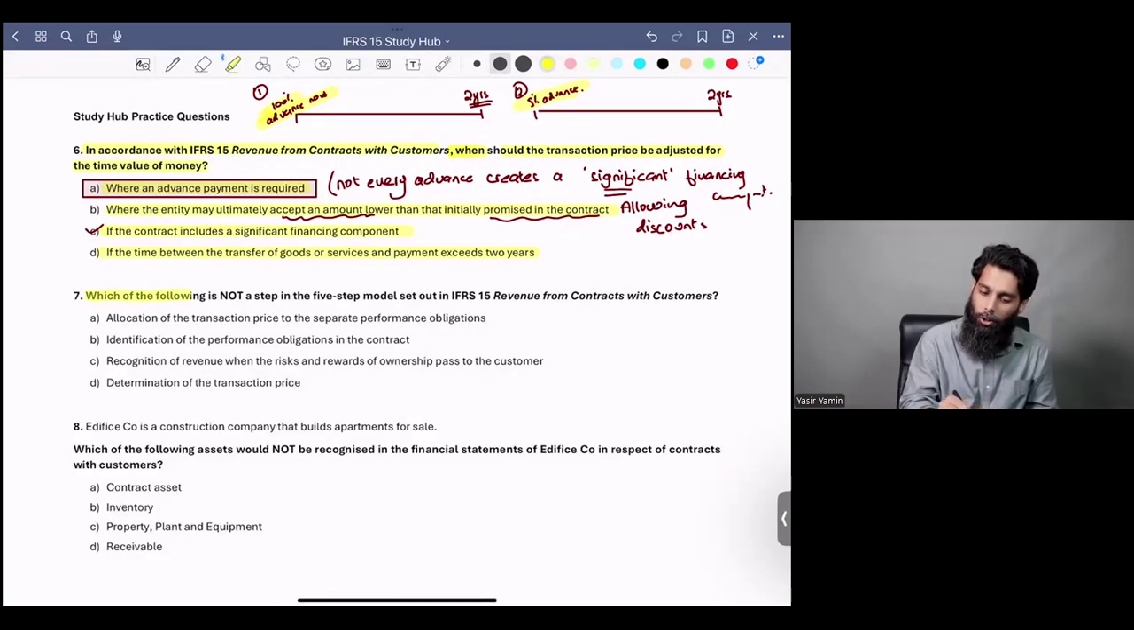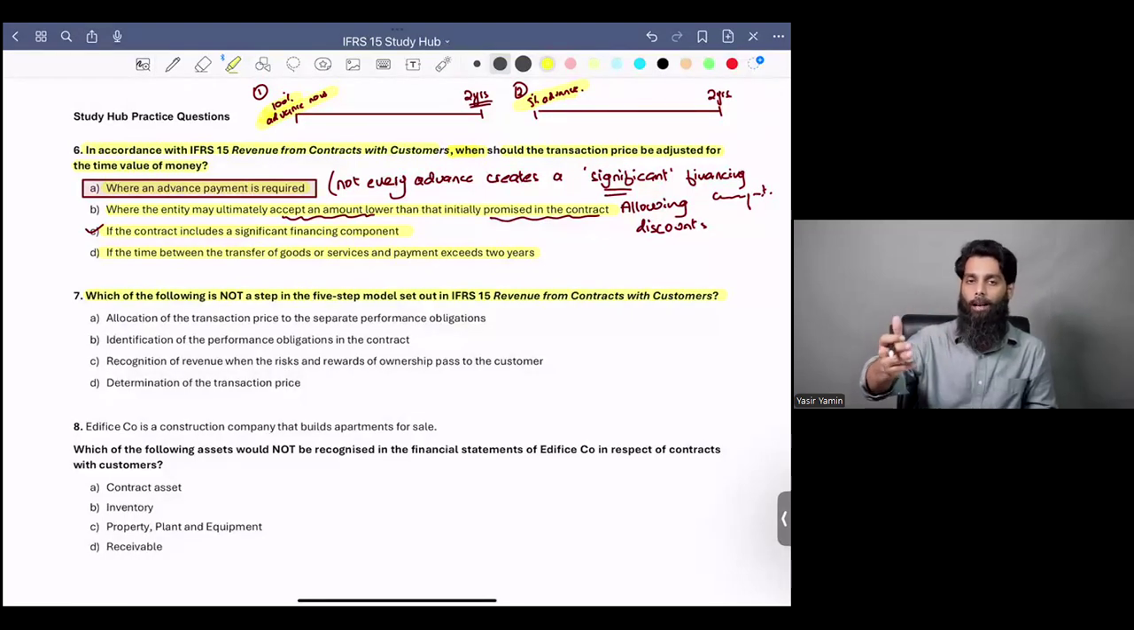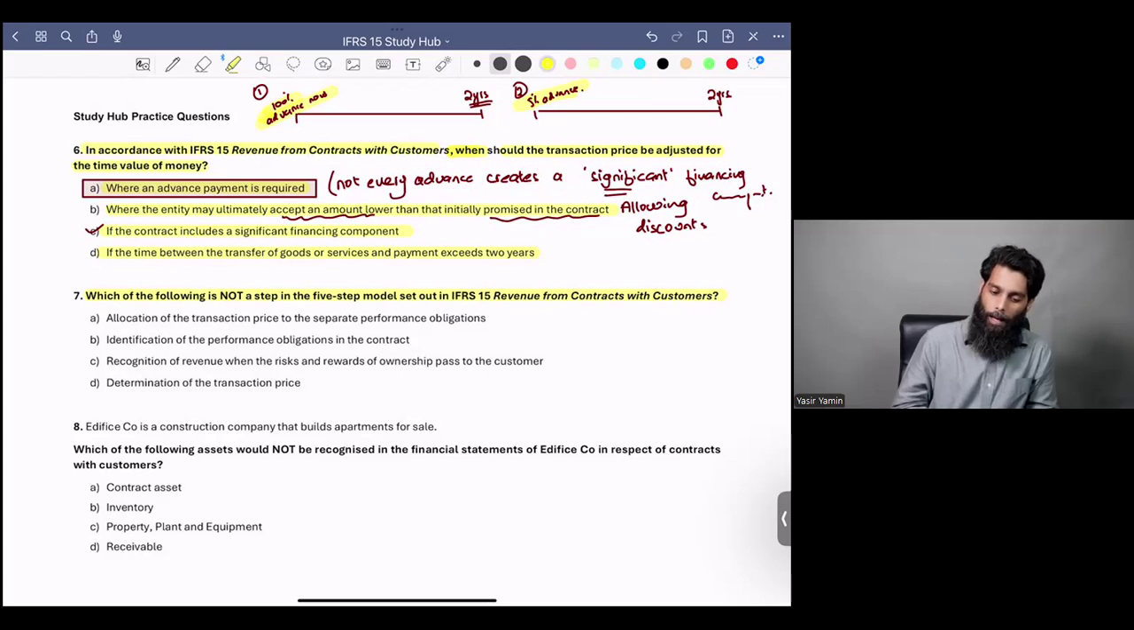Which of the following is not a step in the 5-step model of IFRS 15? Which of the following is not a step? I won't even read it. Can you guys answer? Allocation of transaction price, identification of the performance obligation, determination of transaction price. A, B, and D are all there under IFRS 15. The correct point is this.